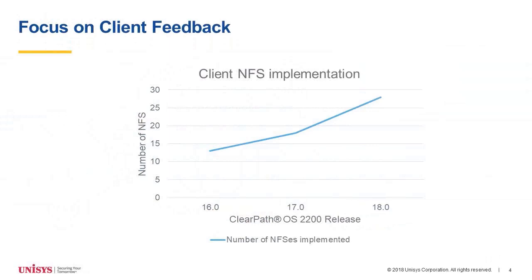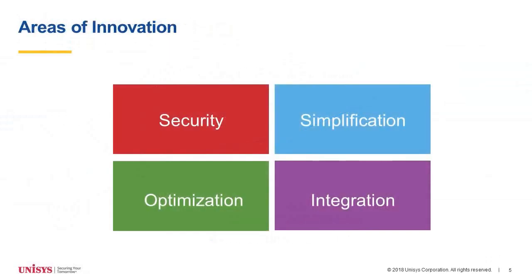Delivering innovative solutions to direct client requests is an underlying theme throughout this release. Those solutions fall under four main themes. Security is always of the utmost importance at Unisys, and ClearPath OS 2200 Release 18 is no different. We have a number of new capabilities we're introducing with this release aimed at maintaining our position as an industry leader in security. While security is first and foremost for this release, simplification is not far behind. The belief that simpler is better enters every part of our discussions during all phases of development.